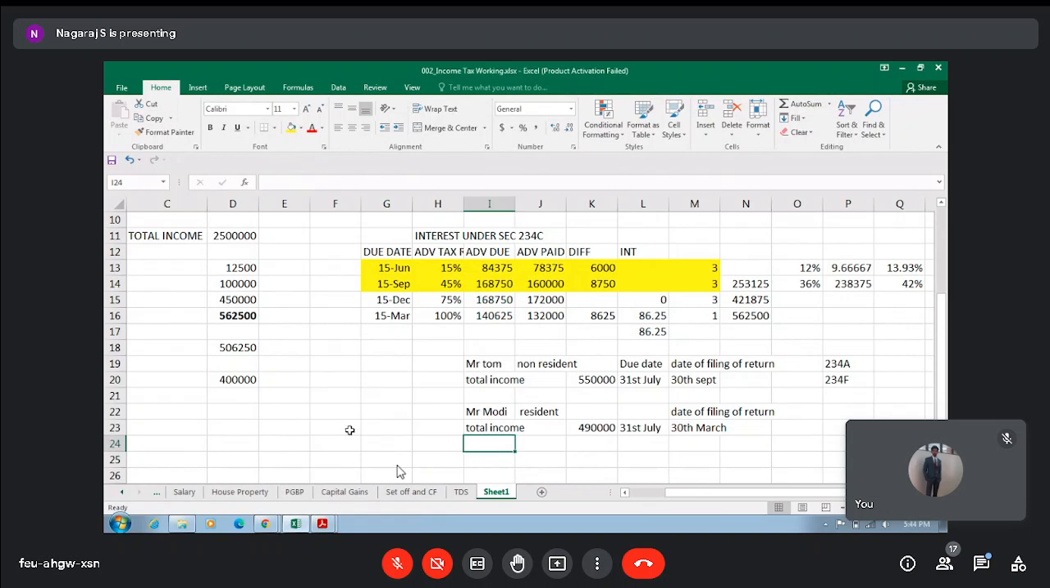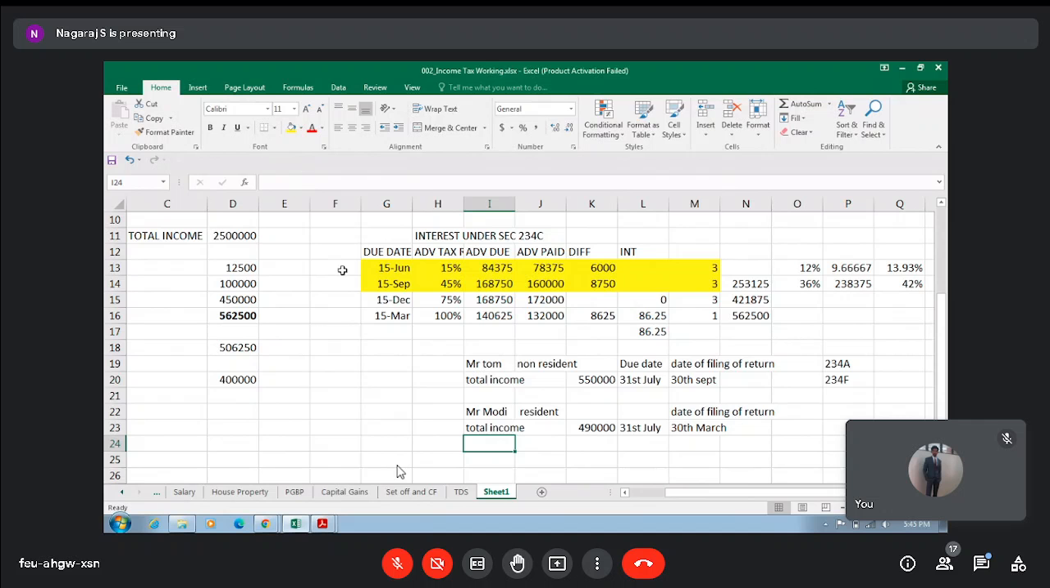Sir, one doubt. Mr. Tom, when total income was 4,90,000, what is his tax, sir? On 2,40,000, you will have to pay 5% because Tom is non-resident. For him, only the first slab is applicable. For him, rebate under section 87A is not applicable. I think I made you guys note it also, right? Yes, sir.